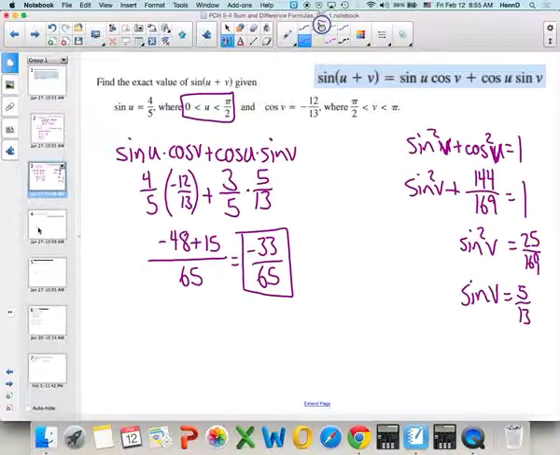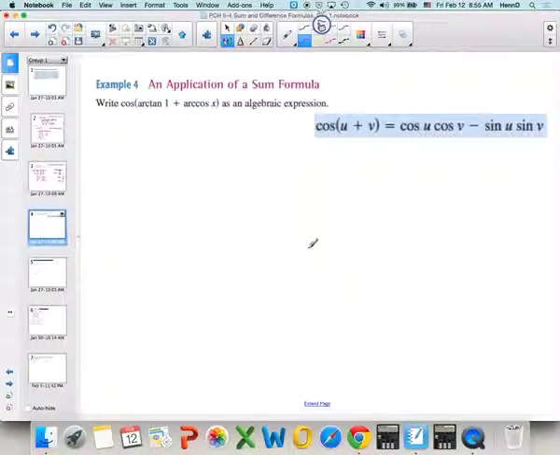Now, one last one here as an example. This is kind of an interesting one. The cosine of arctangent of 1 plus the arccosine of x. Can you simplify what's in there first? What could we simplify?